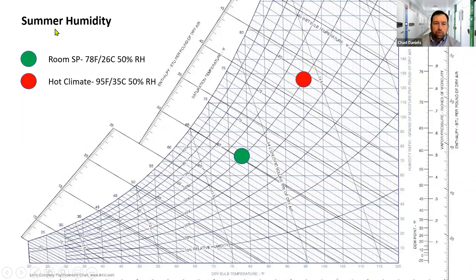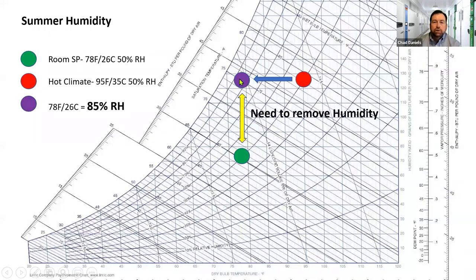Let's start first with the summer heat, high humidity climate. So I have a room set point again. I still have my green dot, and we still have the red dot. What I have to recognize is this represents the fresh air coming into the building, and we have to condition that air. So we're going to have to cool that air down to our desired room temperature. Again, we're back at 78 degrees. But what you recognize now is that when we look at where this falls on our chart, we're at 85% relative humidity, and we have a room set point of 50% relative. So we have a need to remove humidity when we have that high humidity atmospheric condition.